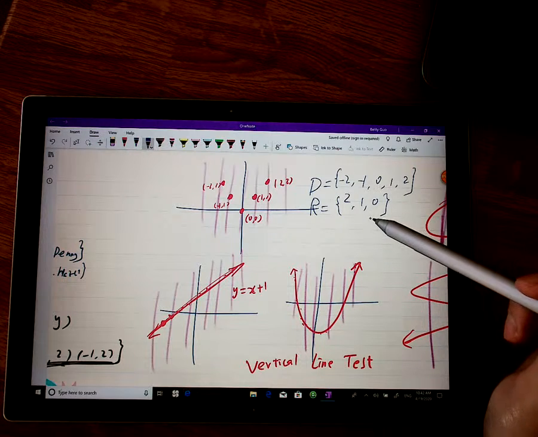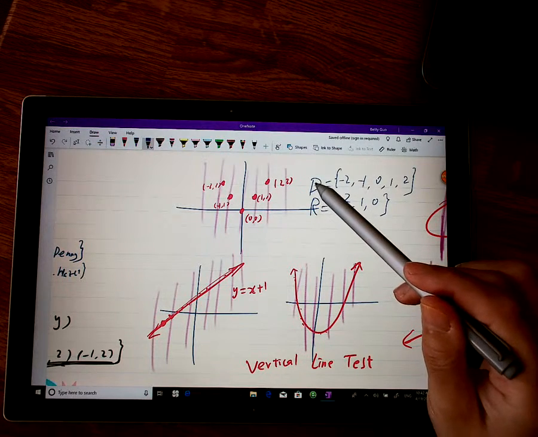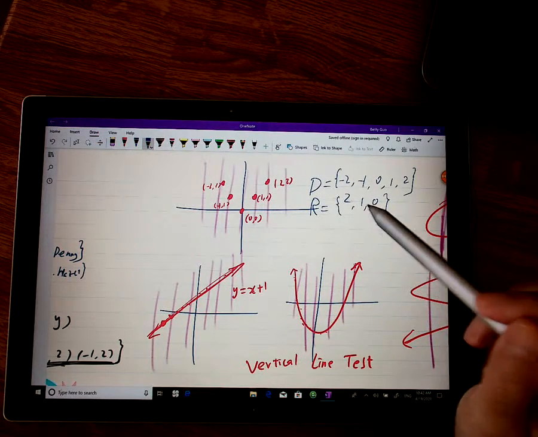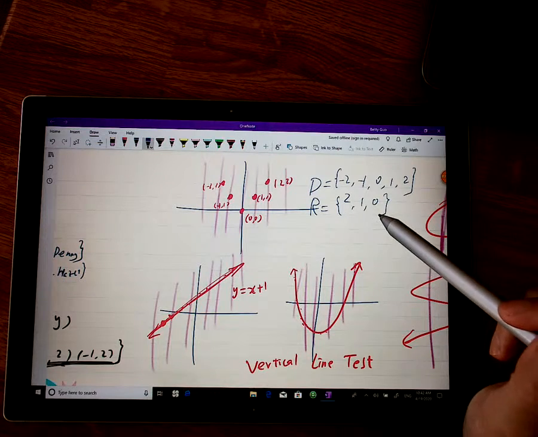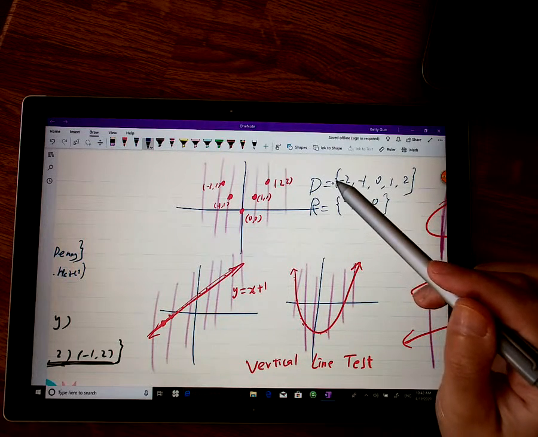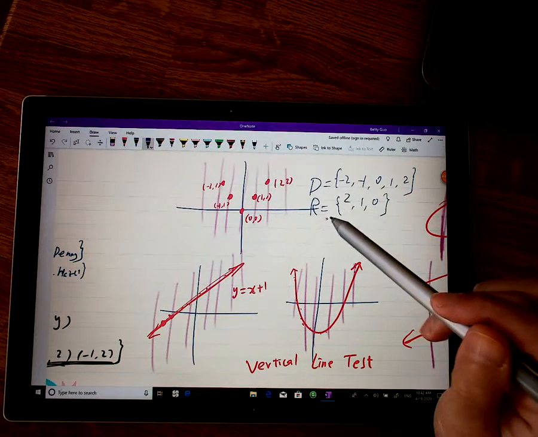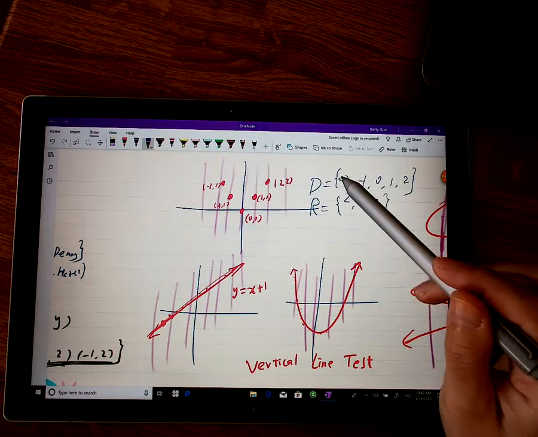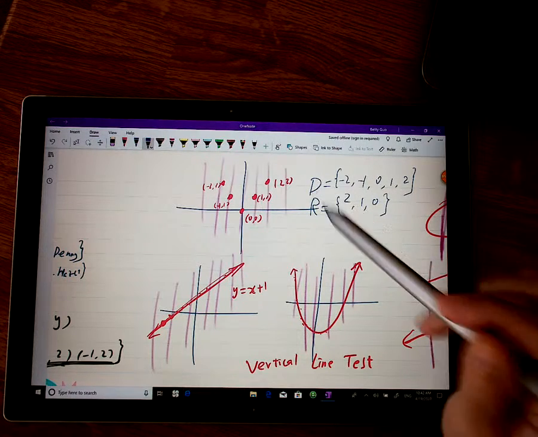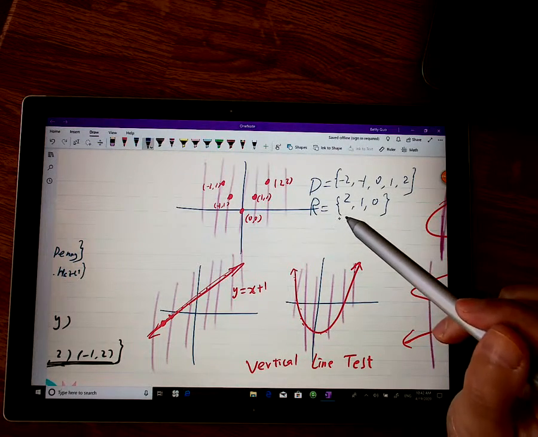From this example, we could see the size of the domain and the size of the range do not have to be the same, right? In this example, both domain and range are finite. However, there are 5 members in the domain, 3 members in the range only.